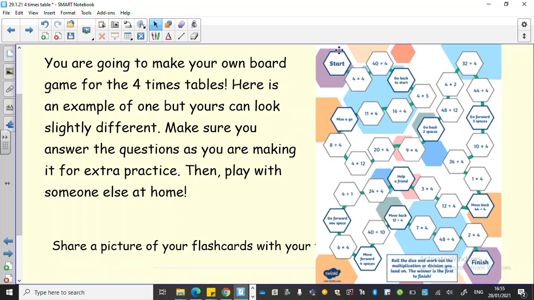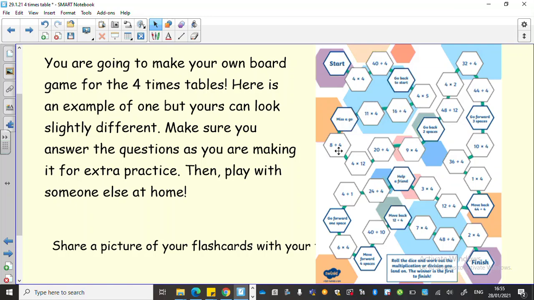So you can see it's got a start point, and so you would roll the dice, and say you rolled a four, you would go 1, 2, 3, 4, and you'd have to answer 4 times 5 or 5 times 4, because remember it's commutative, so we can flip it around. So you'd say, okay, 4 times 5 or 5 times 4 is 20. If you get the answer correct, you get to roll again. If you don't, it passes over to the next person. Or you can just play it by yourself, which is quite nice. So you roll again and you keep going.